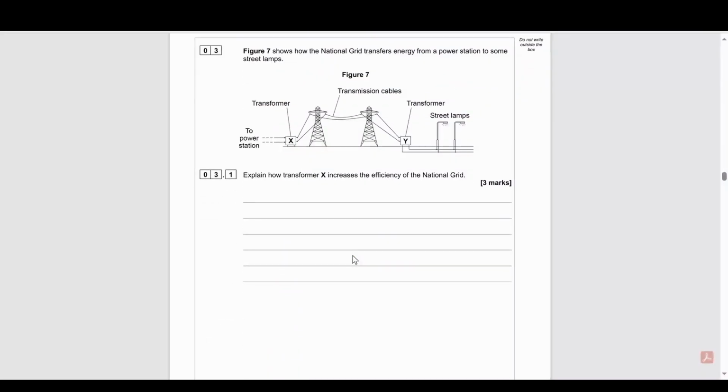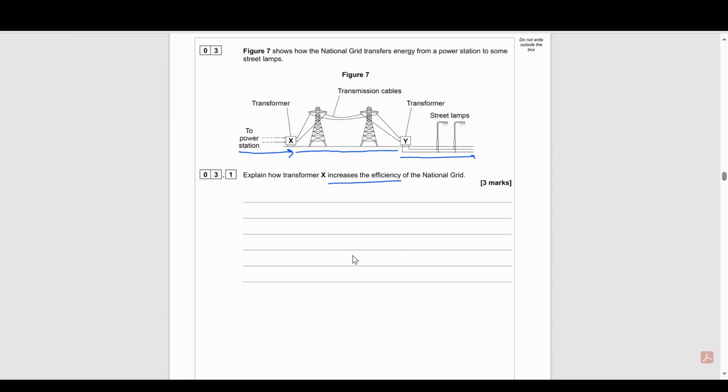Question 3. Figure 7 shows how the national grid transfers energy from a power station to some street lamps. So what have we got? We've got a power station, and that's connected to a transformer. Transformer now is connected to some transmission cables, which are attached to pylons. And then we go to transformer Y, which is connected to the street lamps. Explain how transformer X increases the efficiency of the national grid.